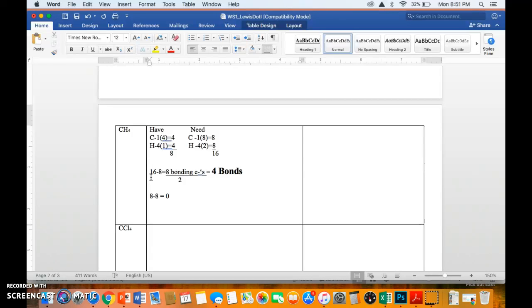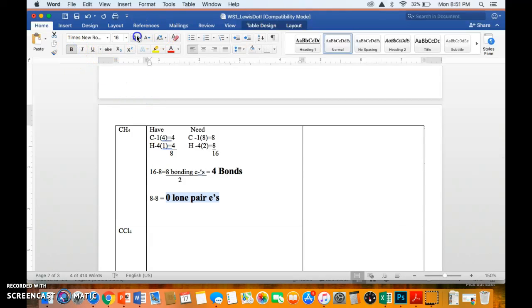And what do I get? 0. This is 0 lone pair electrons, leftover electrons. So this molecule is going to have 0 lone pair electrons. That's also an important piece of information. So I'm going to bold that, circle that, whatever you want to do, so that you remember this is how many lone pair electrons I need to have. So now I've done all my math. I go ahead and draw the structure.